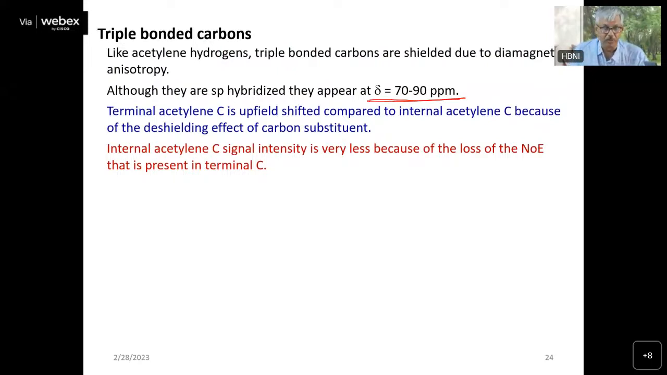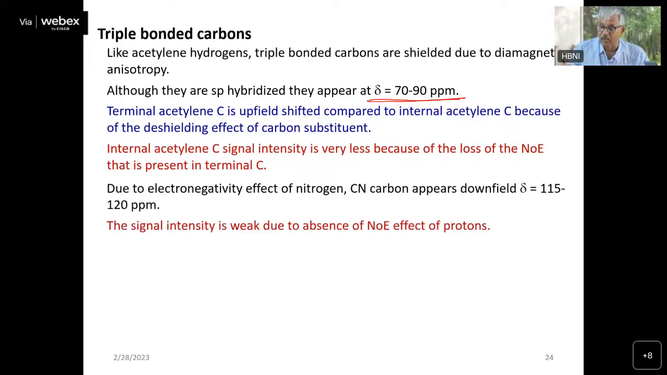In case of another triple bonded system, the nitrile group, nitrile carbons come quite downfield because the nitrogen is more electronegative, so it comes around 115 to 120 ppm. But the signal intensities are very weak because there is no NOE.